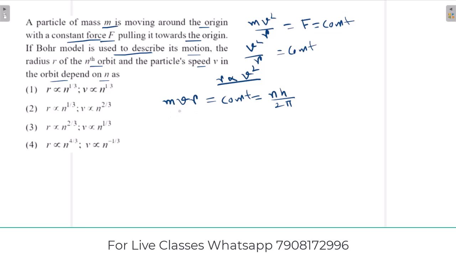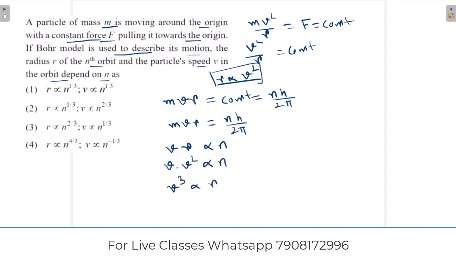Now we have to see how v and r depend on n. mvr is equal to nh divided by 2 pi. Now m is constant, h is constant, 2 pi is constant. So vr is proportional to n, and we know that r is proportional to v square. So v into v square is proportional to n, or v cube proportional to n, or v proportional to n to the power 1/3. So v is proportional to n to the power 1/3.